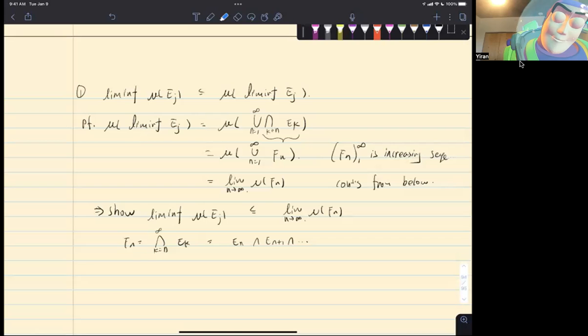Sorry, I stated the claim incorrectly, so we'll just show this, or we can show this. Sorry about that. So we know this is equal to this, so it's equivalent to show this. It's not equal to this. Okay, so we know that F_n is smaller than E_n, so by monotonicity of measure, mu of F_n is smaller or equal to mu of E_n. Then we can take Liminf: mu of F_n is smaller or equal than the Liminf of mu of E_n, and we know that the limit actually exists, so we just write the limit of mu of F_n is smaller or equal than the Liminf of mu of E_n. Therefore we're done.